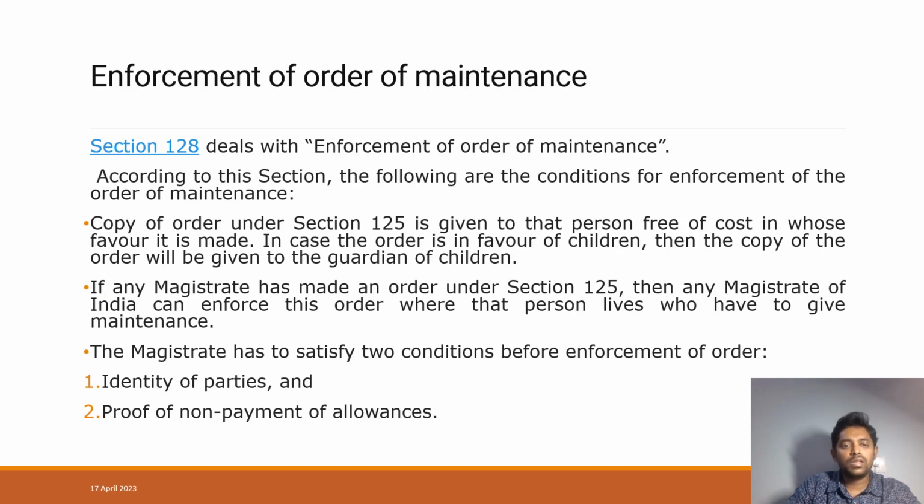Enforcement of order of maintenance. Section 125 deals with enforcement of order of maintenance. According to this section, the following are the conditions for enforcement of the order of maintenance. A copy of the order under Section 125 is given free of cost to the person in whose favor it is made. In case the order is in favor of children, then the copy of the order will be given to the guardian of the children. If any magistrate has made an order under Section 125, then any magistrate of India can enforce this order where the person who has to give maintenance lives.